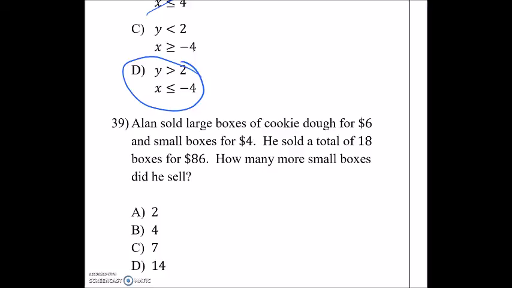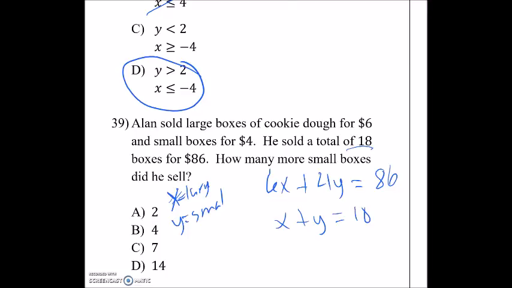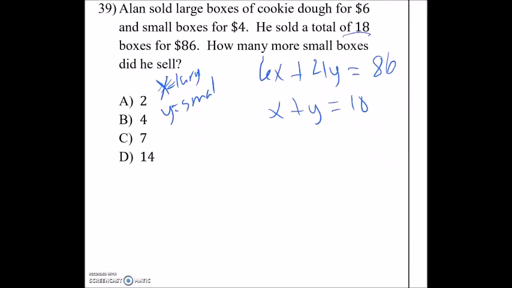Number 39, we have large boxes of cookie dough and small boxes. So once again, we have our two variables. x is large, y is small. Large boxes are $6 and the small boxes are $4. Together we make $86. We have 18 boxes, that means x plus y equals 18. We have to solve for y in this one, so we subtract x. So y equals negative x plus 18.